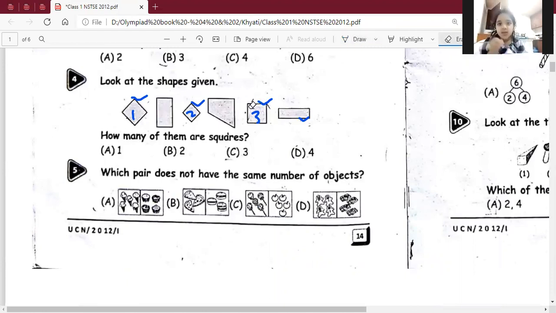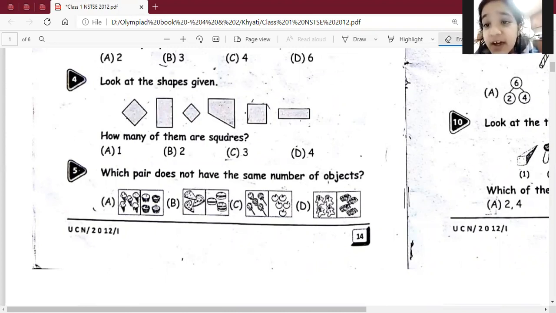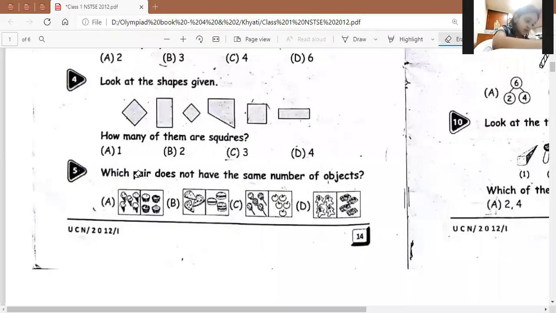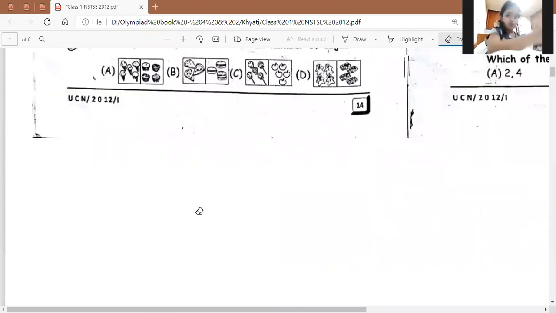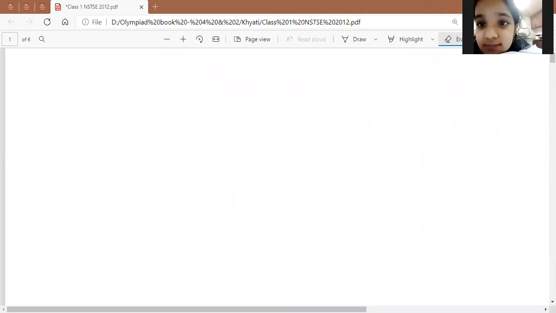One minute, ma'am. Let me write it in my notes. Ma'am, what is the question? Which pair does not have the same number of objects? One minute, ma'am. Which pair does not have the same number? Yes, beta, right answer. What is the 6th question? Yes.